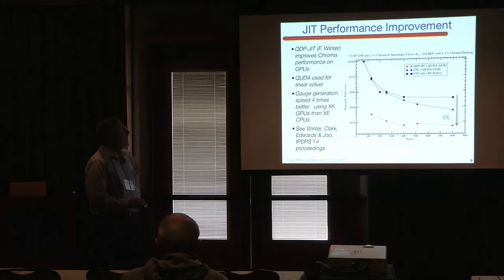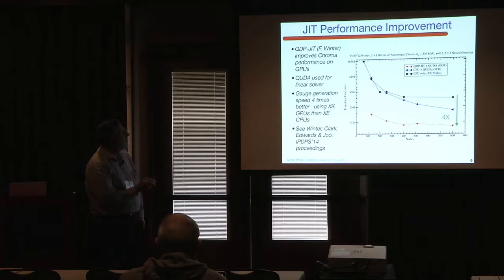So for the GPU code for the nuclear physics calculations that we're doing, they use a code we call QDP, which stands for QCD Data Parallel. This library was first supported by the DOE SciDAC program. And Frank Winter has introduced just-in-time compiling to this code, and it's considerably improved the performance.